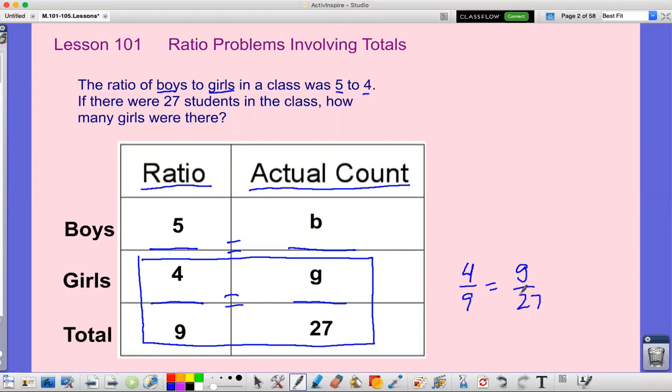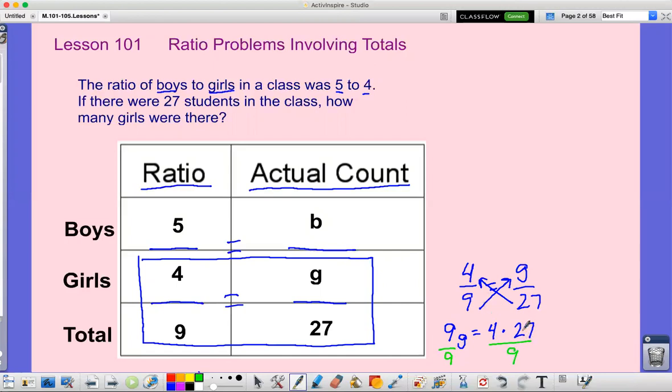And now what do we do? Well, if you remember, we've done cross multiplication in the past. You can cross multiply these to find out what those equal. So in this case, you have 9 times G equals 4 times 27. All right, and then you divide it by 9. So if I'm going to divide this by 9, I also divide this by 9.